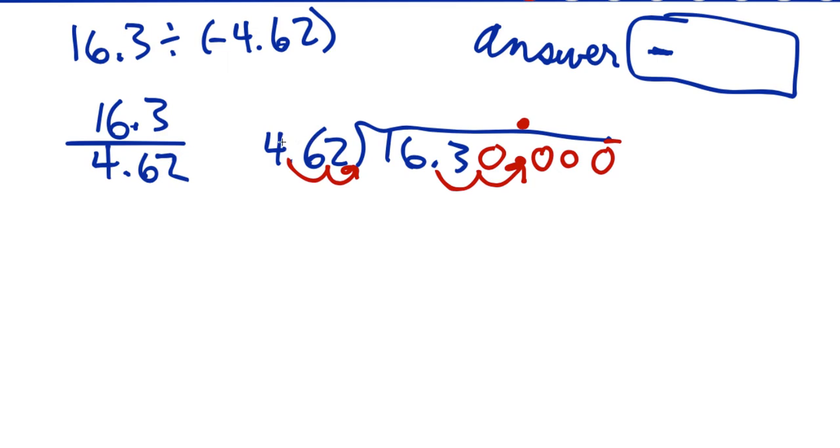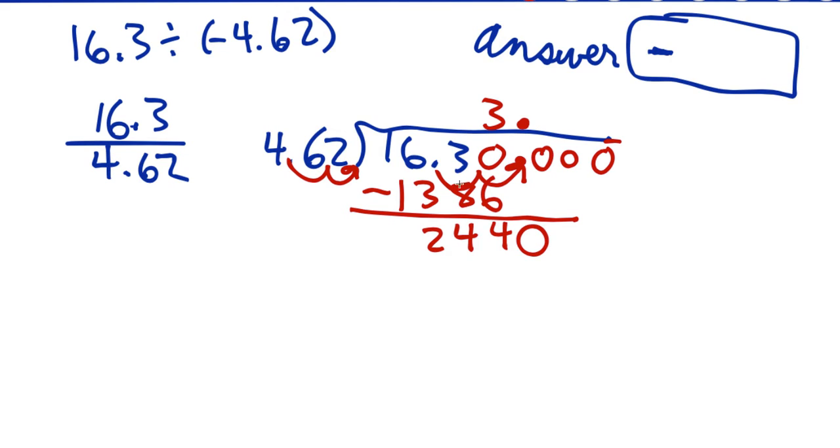Now we're going to do the actual math. So 462 doesn't go into 16, nor into 163. It does go into 1630 3 times, because 3 times 462 is 1386. Draw the line, change the sign. 1630 minus 1386 is, I believe, 244. I'm dropping the 0 prematurely. Please forgive me. Now, 462 into 2440 goes 5 times, because 5 times 462 is 2310.